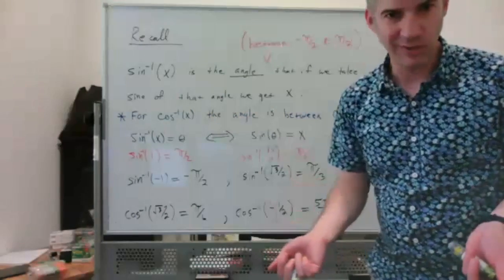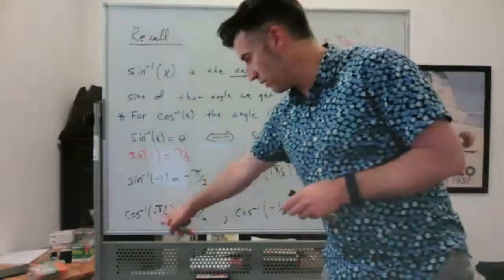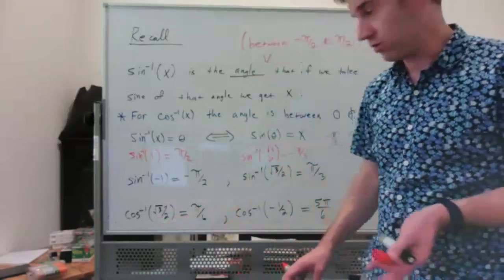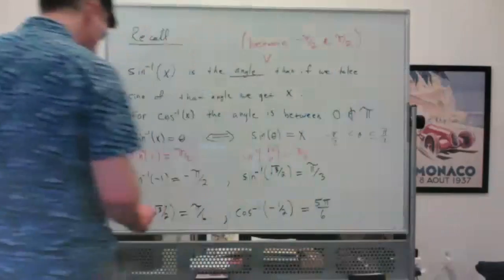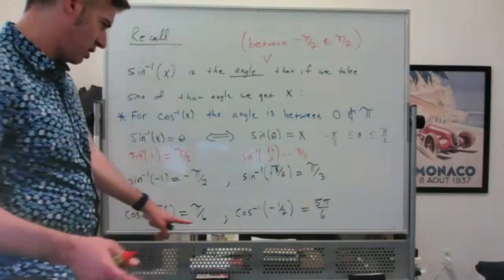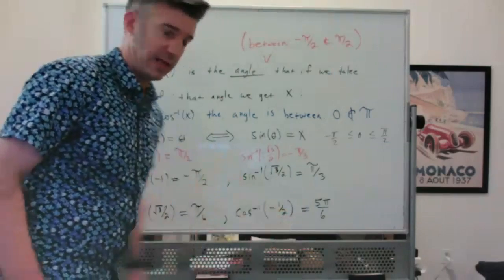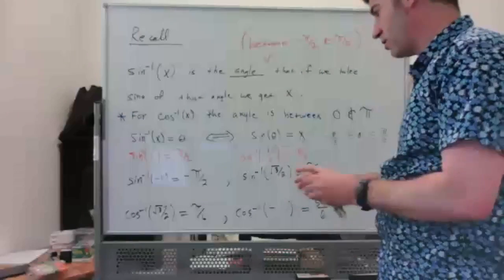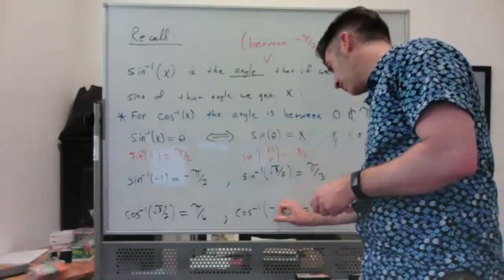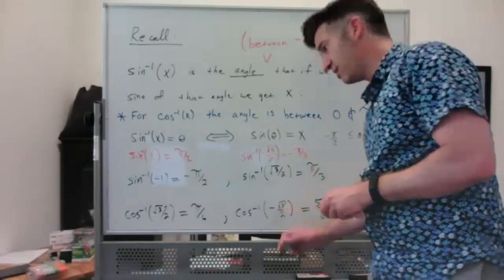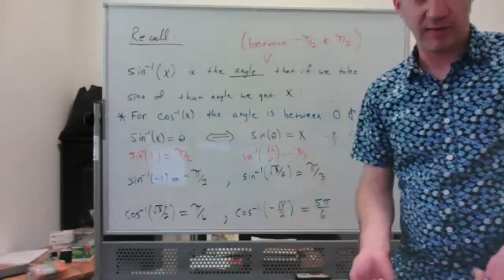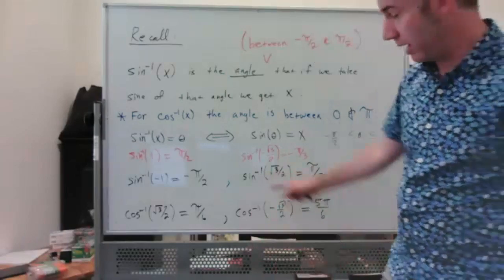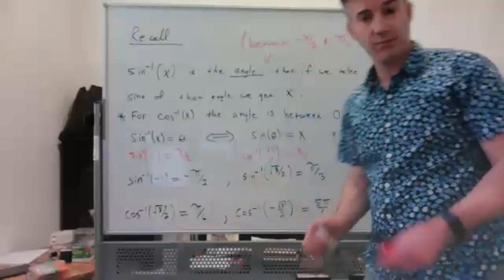It's not so nice for cosine. Inverse cosine of root 3 over 2 is pi over 6 because cosine of pi over 6 is equal to root 3 over 2. And I feel like I made a mistake here. I wrote the wrong thing, I'm going to fix that in a minute. Inverse cosine of negative root 3 over 2, unfortunately, is not negative pi over 6. It's 5 pi over 6. It's the angle in the second quadrant that has the reference angle that goes with the positive value.